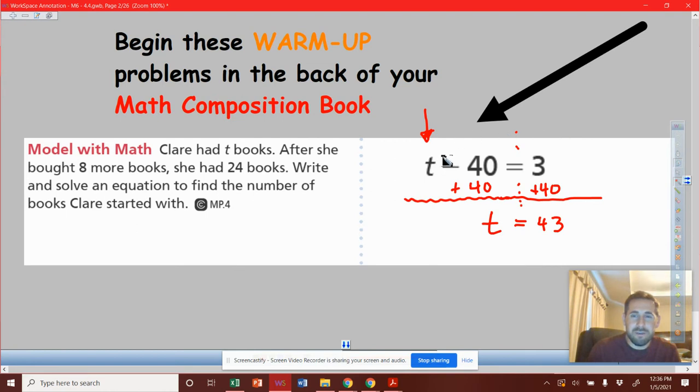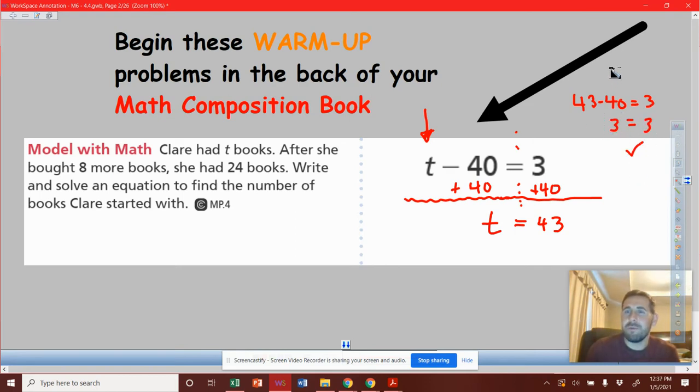And if you don't believe me, you can check that answer by plugging into the original. 43 minus 40, does that equal 3? So in these algebra problems, you should never get them wrong, or at least you should know that your answer is wrong, because you plug it back in and you realize 43 minus 40 is 3. And so, boom, you know you got it right.